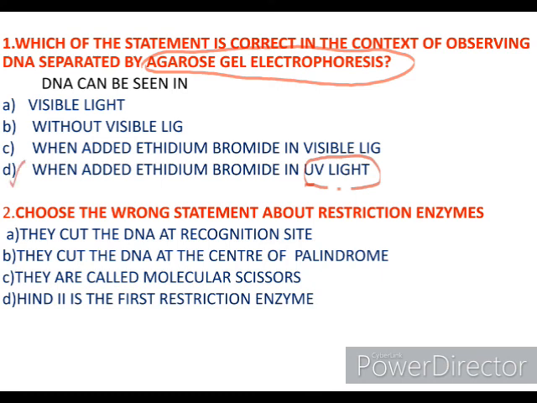Second question. Choose the wrong statement about restriction enzymes. They cut the DNA at the recognition site. They cut the DNA at the center of the palindrome. They are called molecular scissors. HindII is the first restriction enzyme.